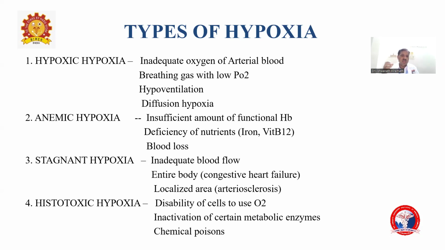Anemic hypoxia: insufficient amount of functional hemoglobin. So hemoglobin is less, or blood loss, more blood is lost, or deficiency of nutrients, iron and vitamins B1 and B2. Stagnant hypoxia: inadequate blood flow. It can be to the entire body because of congestive heart failure, or a localized area because of arteriosclerosis. Histotoxic hypoxia: disability of the cells to use oxygen, inactivation of certain metabolic enzymes.